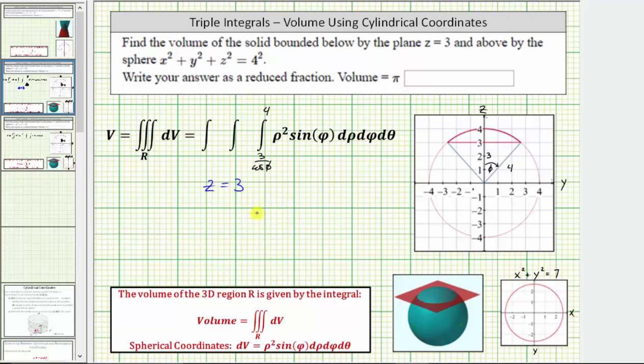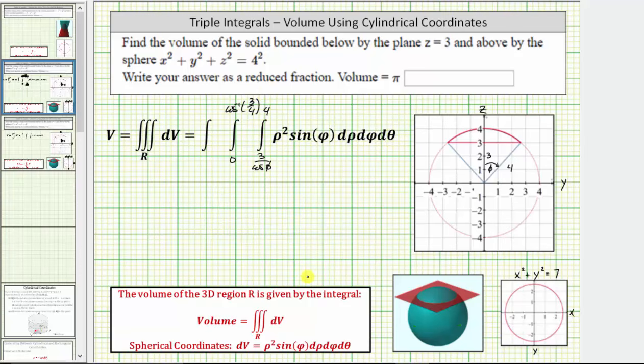Now let's determine the limits of integration for phi, which should be this angle here. Using this right triangle, notice how cosine phi is equal to 3/4. So if cosine phi is equal to 3/4, if we take the inverse cosine or arc cosine on both sides of the equation, we have phi is equal to inverse cosine of 3/4, which means the limits of integration for phi are from 0 to inverse cosine 3/4.